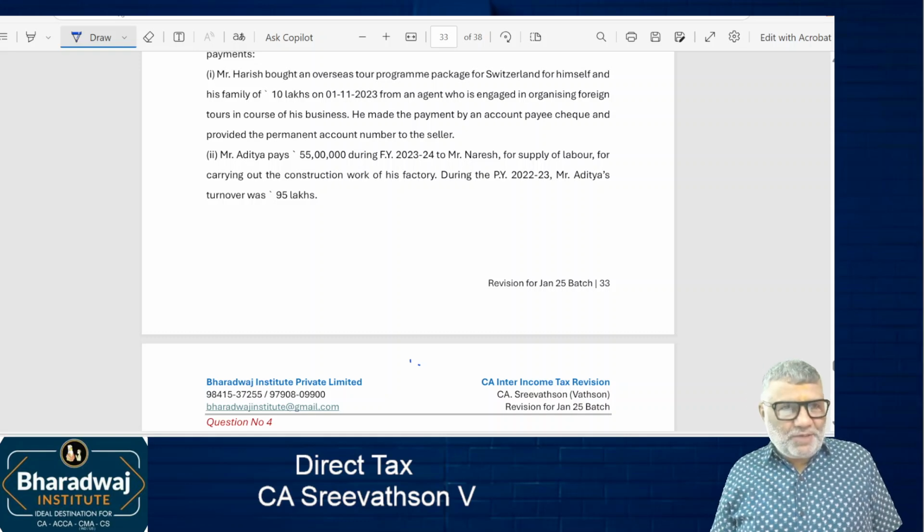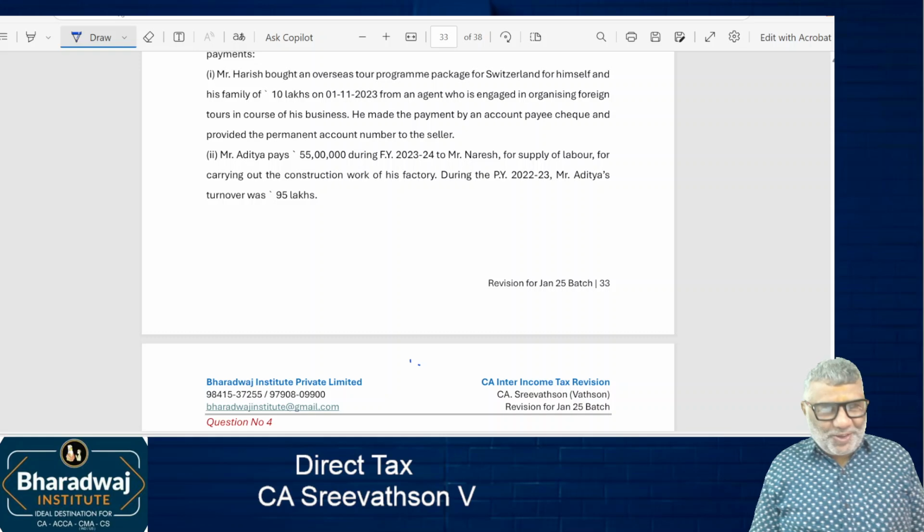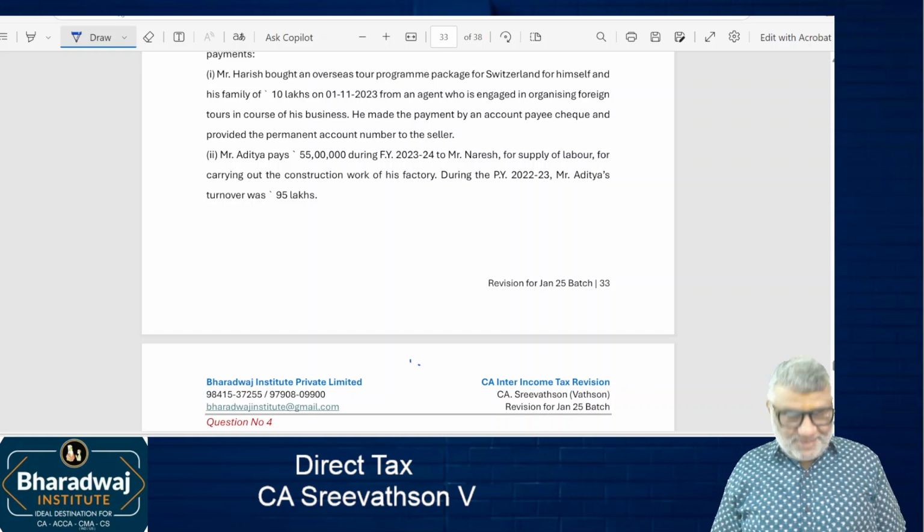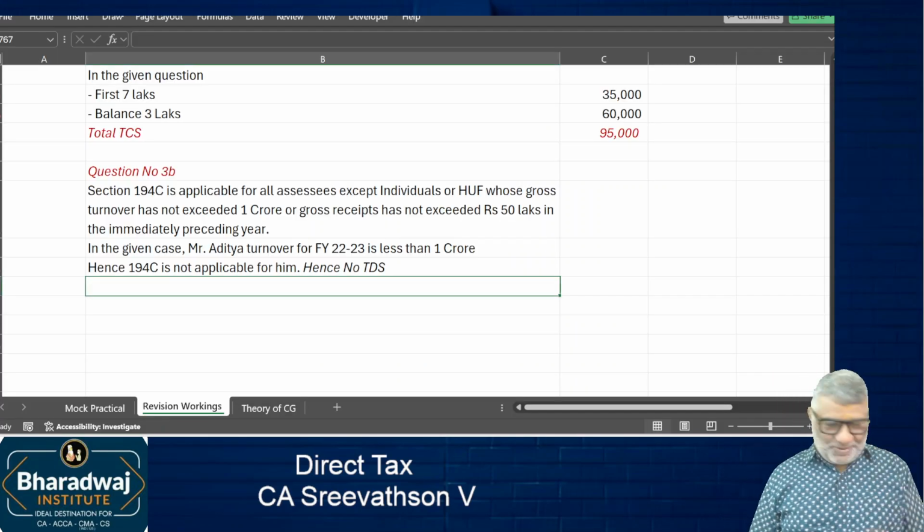Yeah, payment is more than 55 lakhs. Very good. Sorry, I should have thought of it. But very good answer. Very, very appreciable answer. I should have thought of it.